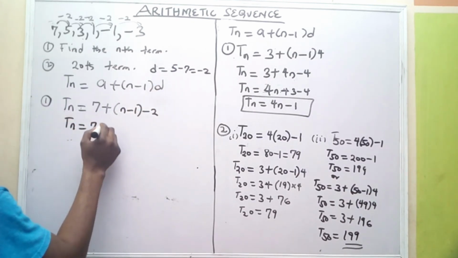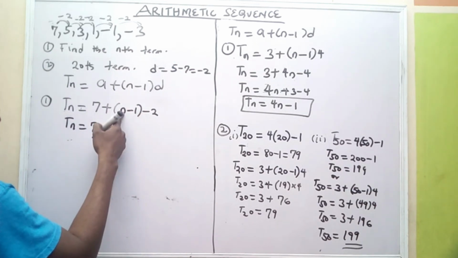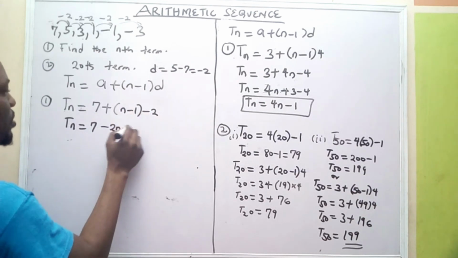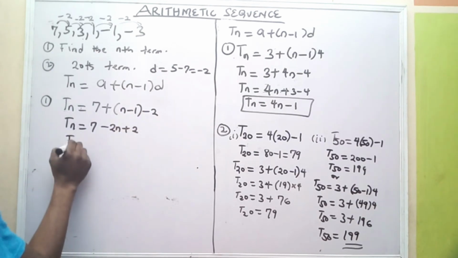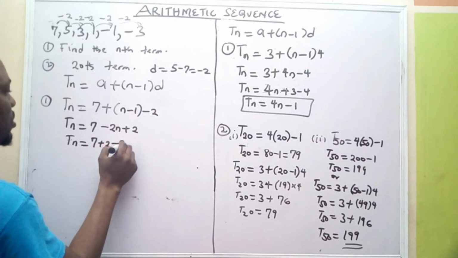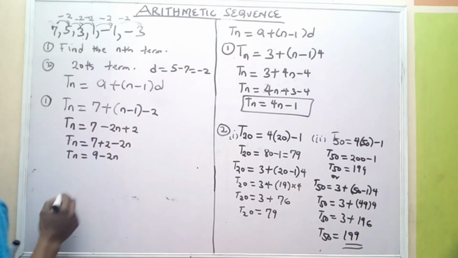Tn is 7 plus bracket n minus 1 times minus 2. Minus 2 times n will give me minus 2n, and minus 2 times minus 1 will give me plus 2. So Tn will be 7 plus 2 minus 2n. So Tn is 9 minus 2n.